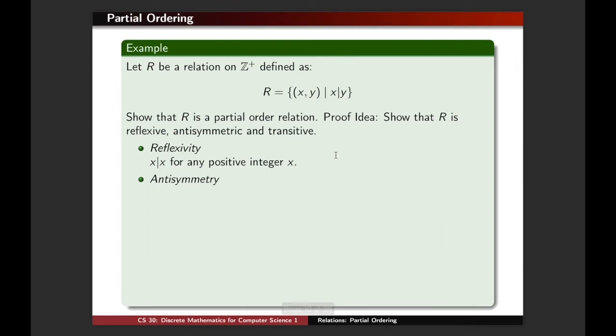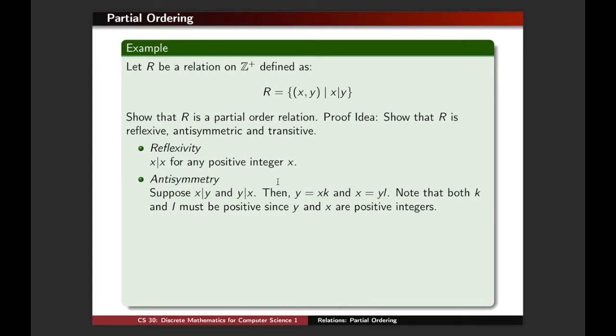Next, antisymmetry. Here we need to show that if X divides Y and Y divides X, then X is equal to Y. So let's suppose that X divides Y and Y divides X. So what will that imply? That will imply that Y can be expressed as X times some integer K, and X can be expressed as Y times some integer L. So note that X and Y are positive integers, so K and L must also be positive.